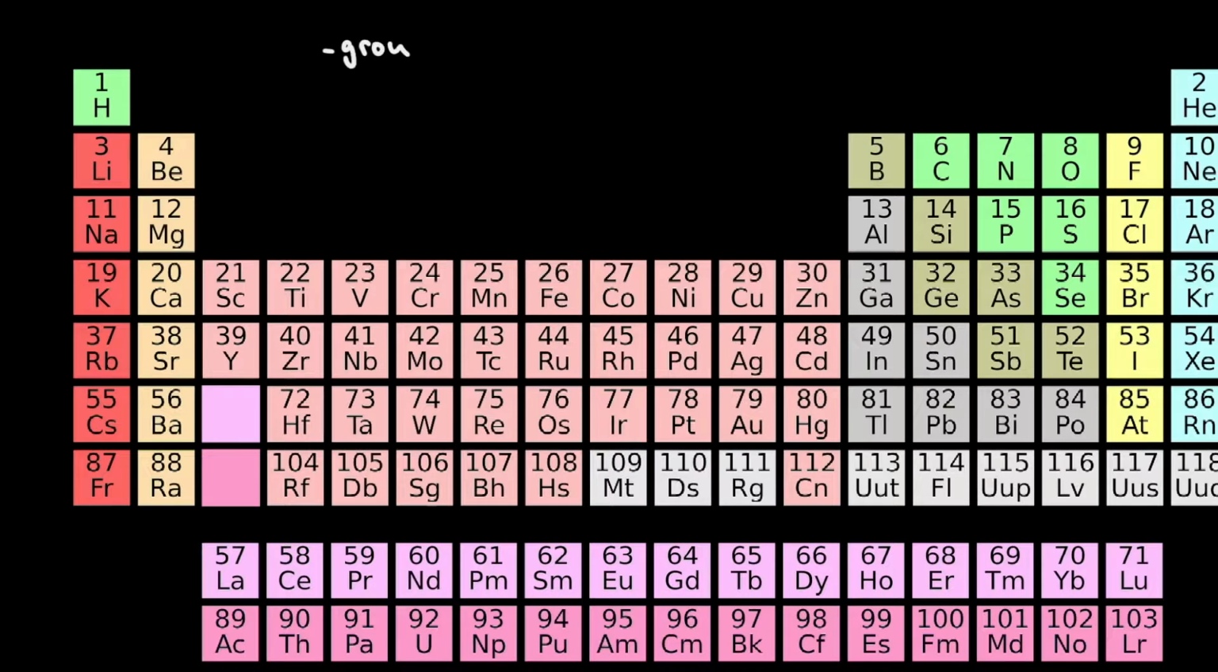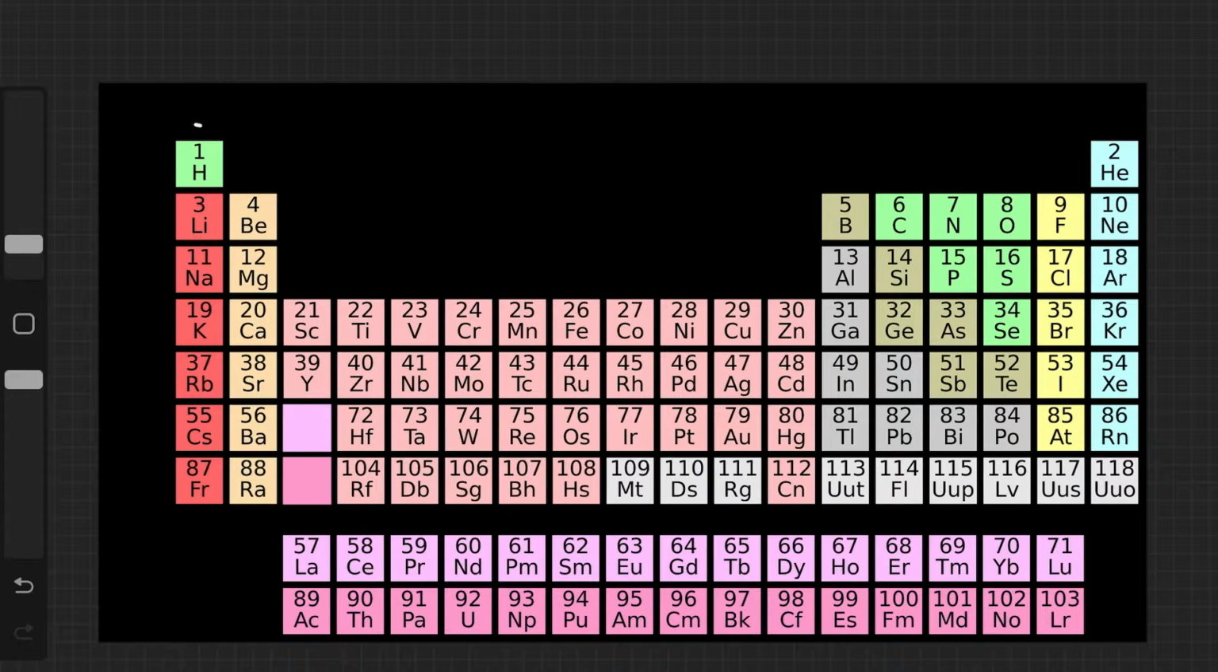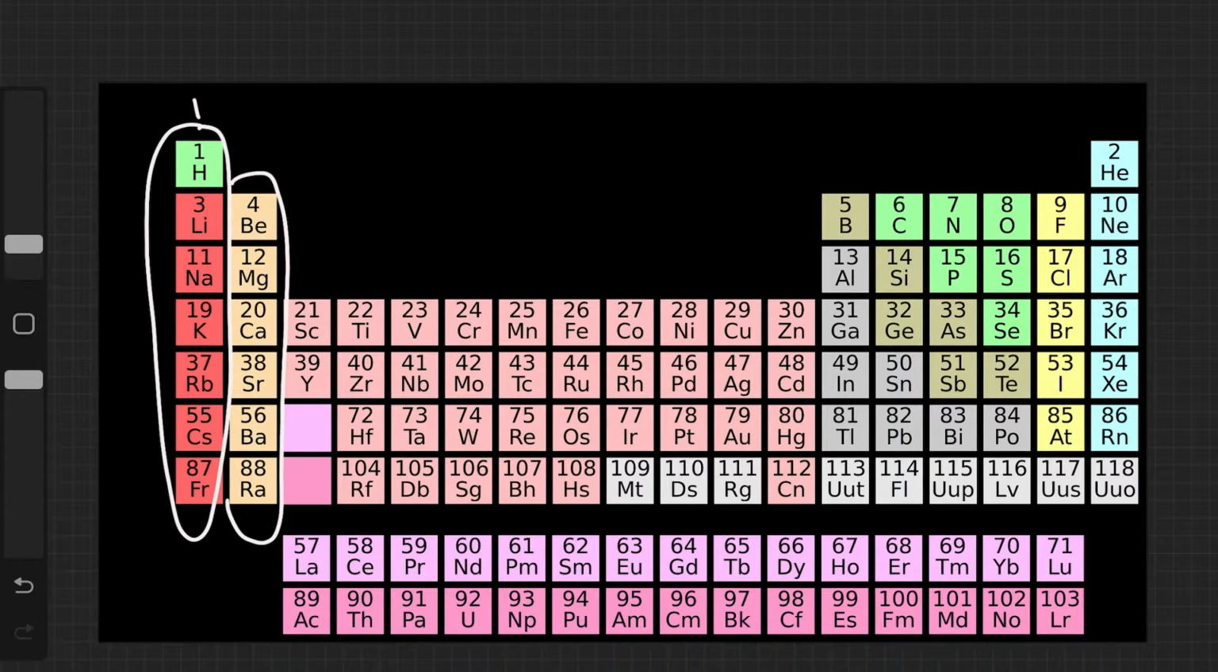1. Groups, and 2. Periods. Looking at these elements here, we can see that they're grouped in one group, so we say that it's group 1. The same thing is happening here, where these elements are grouped together into group 2. Then goes on group 3, group 4, group 5, up until group 18. So now you know how to group the elements into groups.